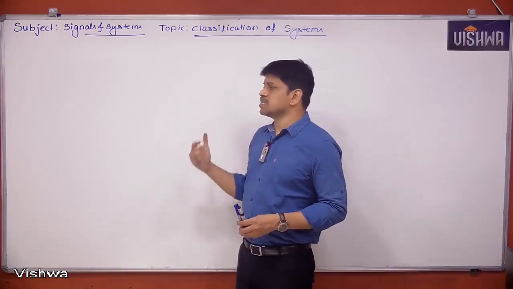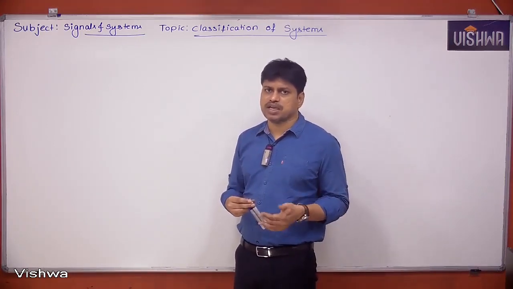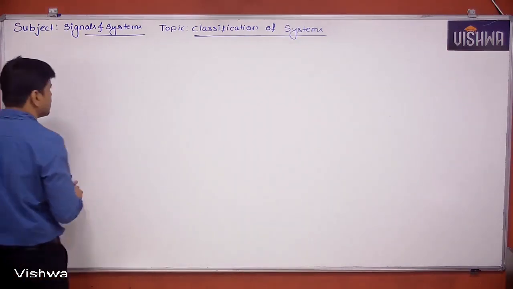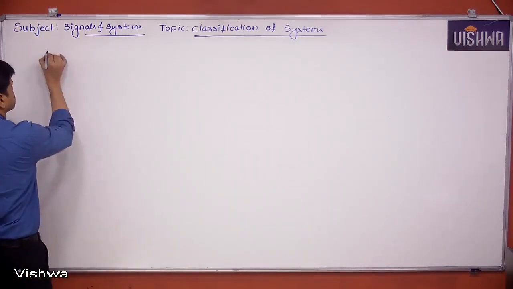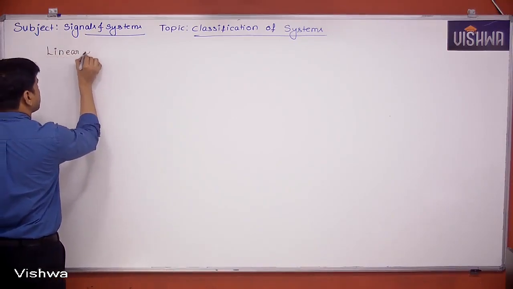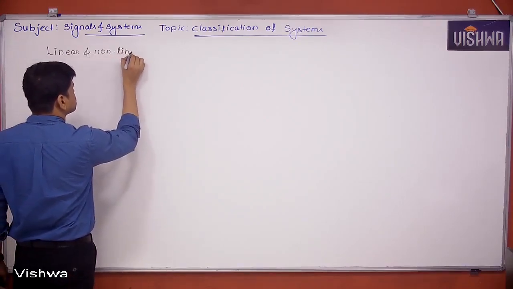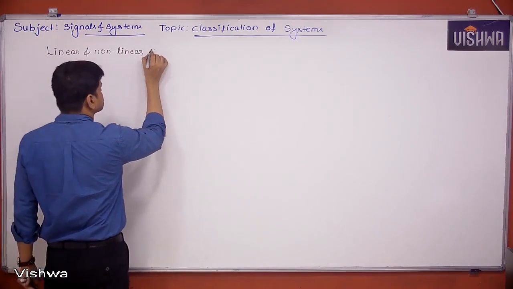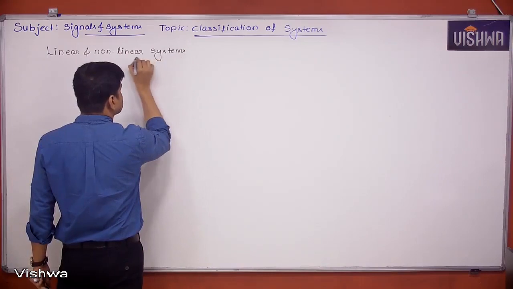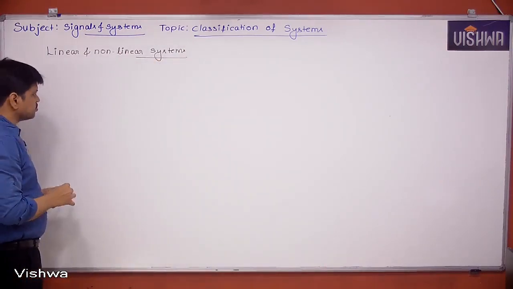Let's see now the next one, which is nothing but classification of systems. How can we classify the system in different ways? The first and foremost way we can say is linear and non-linear systems. Linear and non-linear systems. Okay, listen carefully.